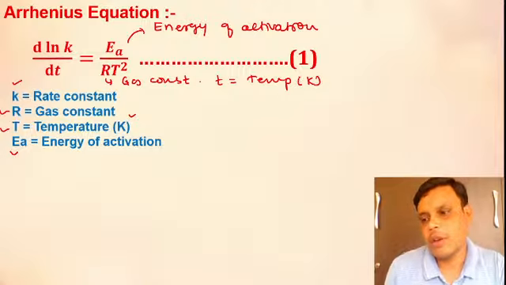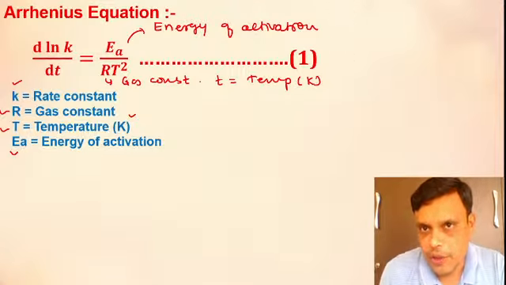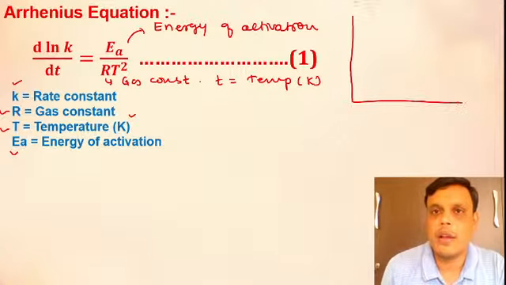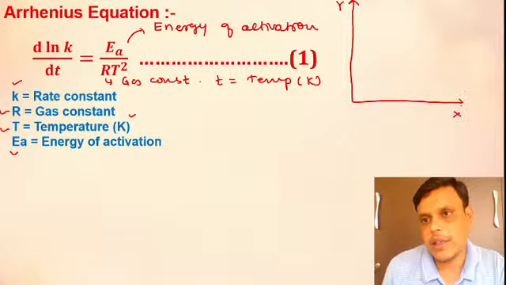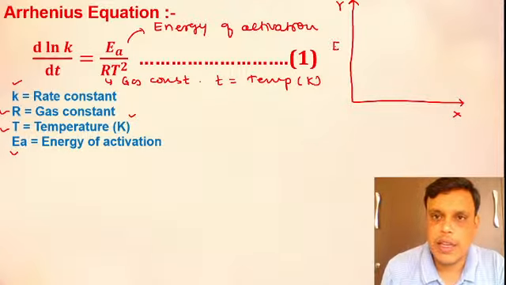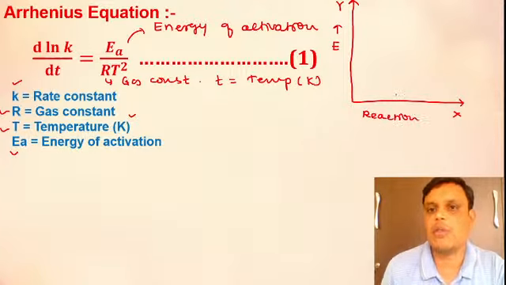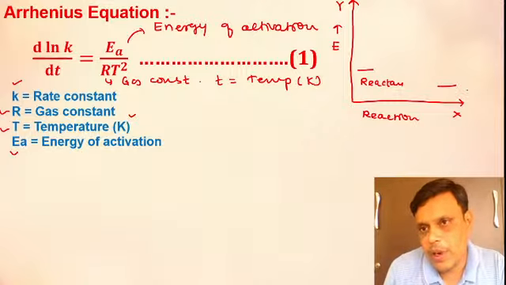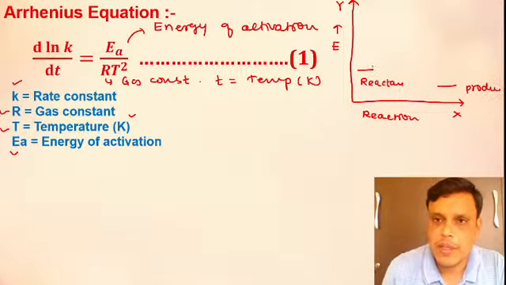Now we will discuss one more time energy of activation. What is this energy of activation? See here, for example, this is an energy profile diagram. Suppose this is your y-axis and this is your x-axis. On the y-axis energy is there, and on the x-axis reaction progress or reaction coordinate is there. And here the reactant is there and here the product is there.